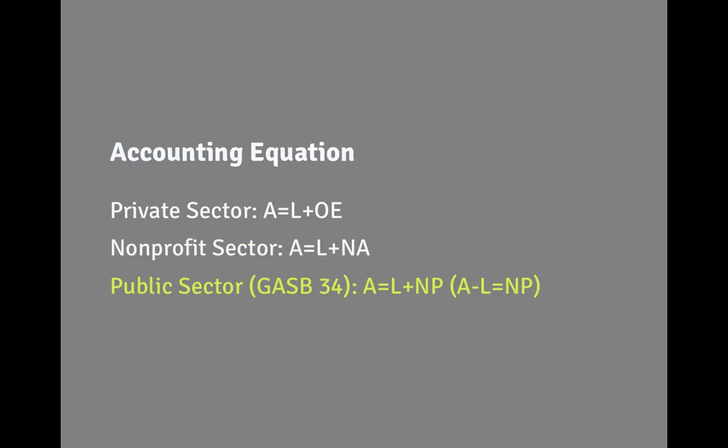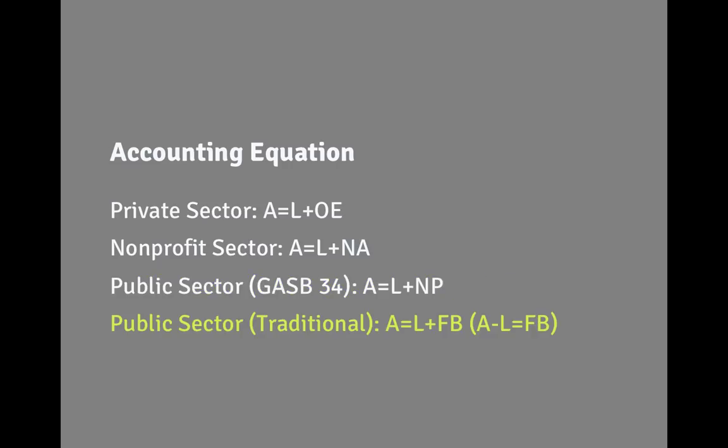In the public sector, GASB 34, the newer statements, it's assets equals liabilities plus net position. And then finally, in the traditional public sector statement, you have assets equals liabilities plus the fund balance. Or the way I like to think about it, when you subtract the value of your liabilities from the value of your assets, the residual or the difference is fund balance. And remember, for these statements, you're dealing with only the short-term assets and liabilities, whereas in the other statements, it covers both short and long-term liabilities and assets.